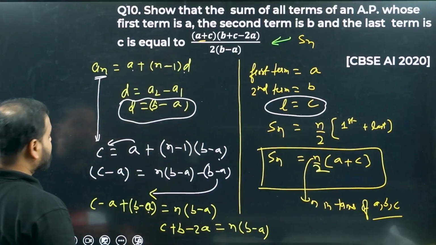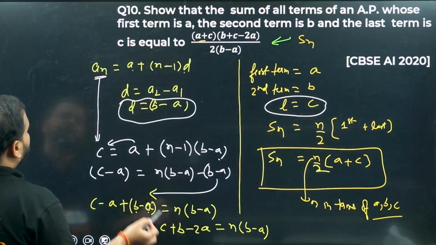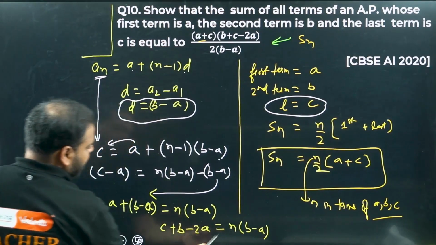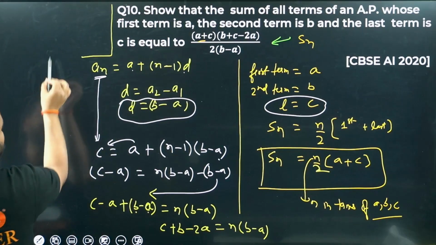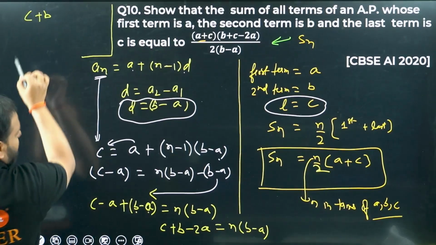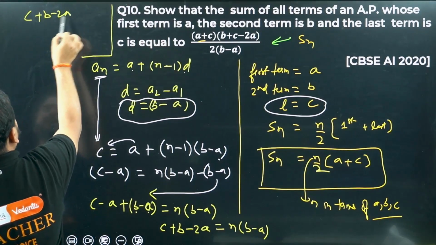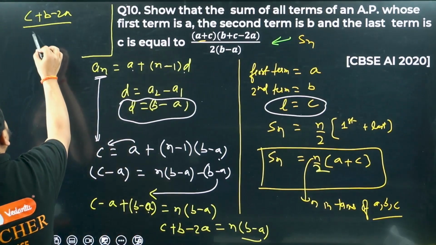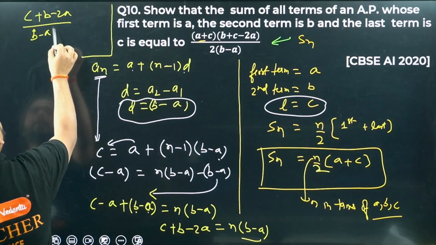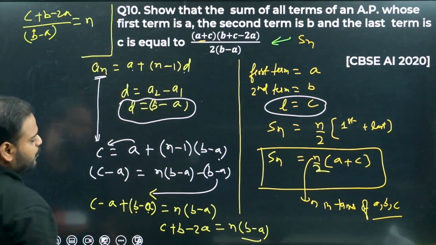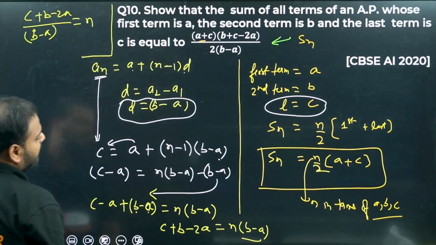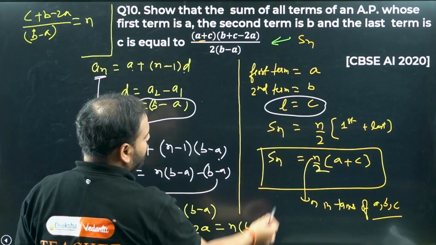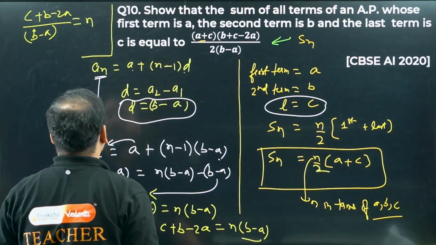I'll bring B minus A to this side. So I'll write n as C plus B minus 2A upon B minus A. It's in multiplication, so on this side it becomes division. So C plus B minus 2A upon B minus A equals n. Now we know the n value. So I'll substitute it in this condition. Please check.